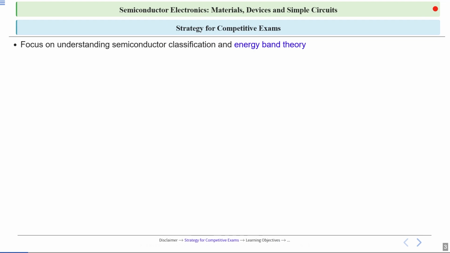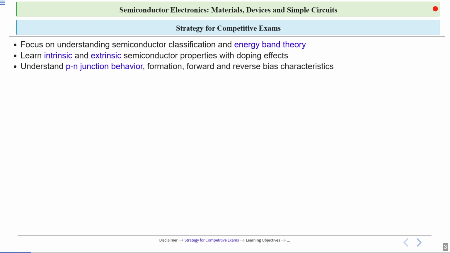During competitive exam preparation, focus on understanding the classification of semiconductors, intrinsic, extrinsic, conductive types, and the basic concept of energy band theory. This will help you grasp how semiconductor materials behave under different conditions. Focus on learning key concepts like intrinsic and extrinsic semiconductors, doping effects, and their impact on conductivity. Focus on understanding PN junction formation behavior and how it operates under forward and reverse bias.